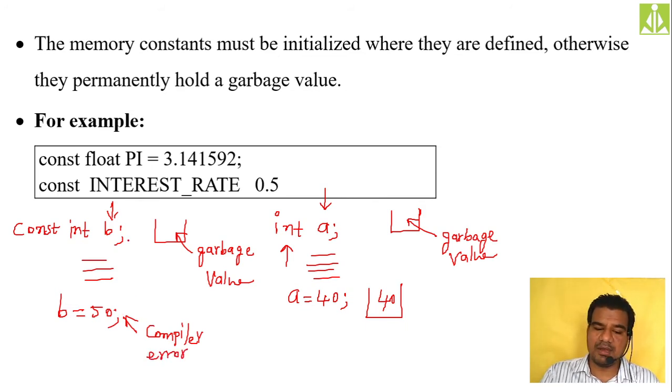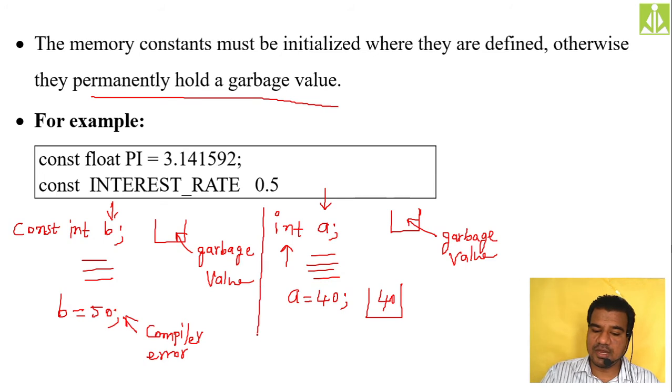So what will happen if it is not possible to change the value of b once it is defined and uninitialized? What will happen with this b? This b will hold this garbage value permanently. In your program execution, it will hold the garbage value permanently. So this is the meaning of that.